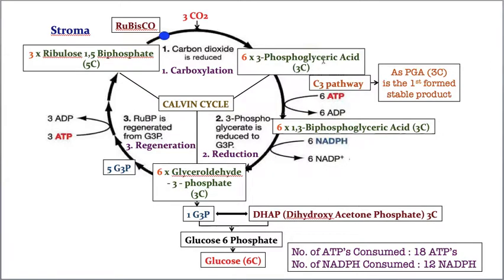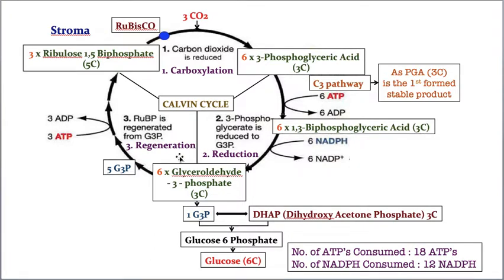Now these phosphoglyceric acids, PGAs, by utilizing ATPs convert into 6 1,3 biphosphoglyceric acids. Now these 6 1,3 biphosphoglyceric acids, by utilizing 6 NADPHs, convert into 6 glyceraldehyde 3 phosphates, and each glyceraldehyde 3 phosphate has 3 carbons.